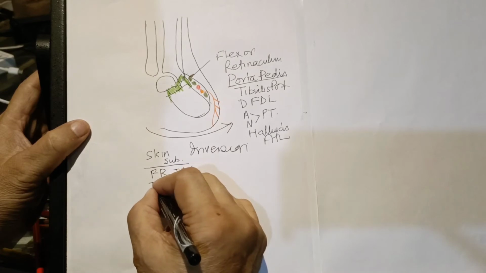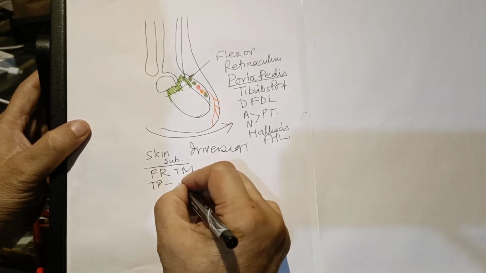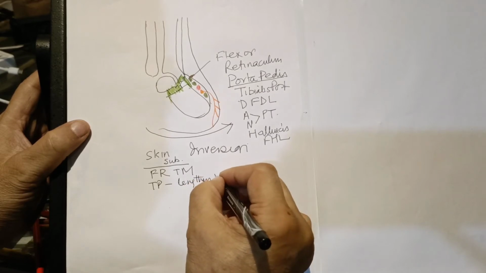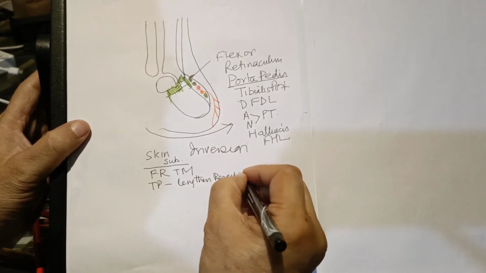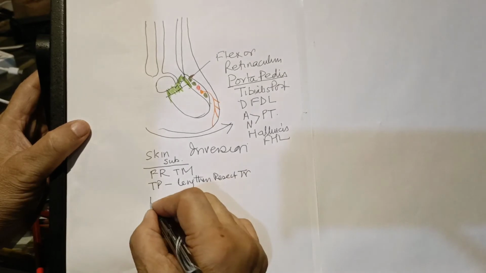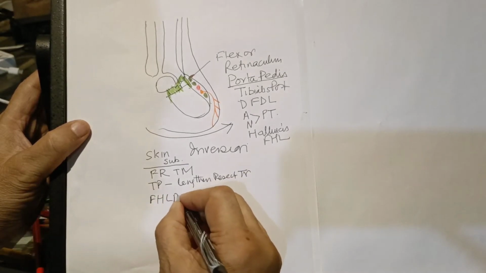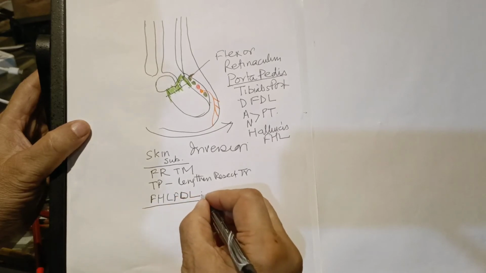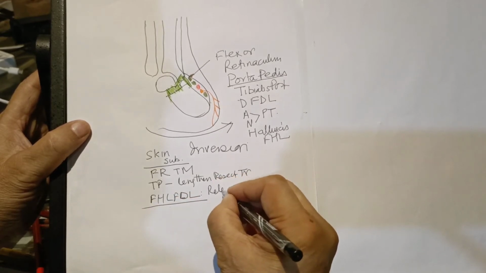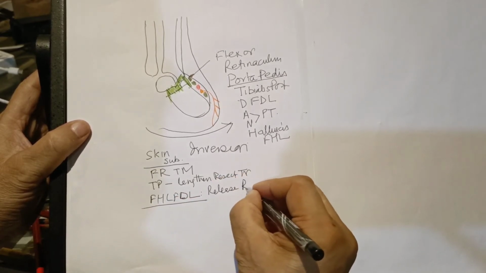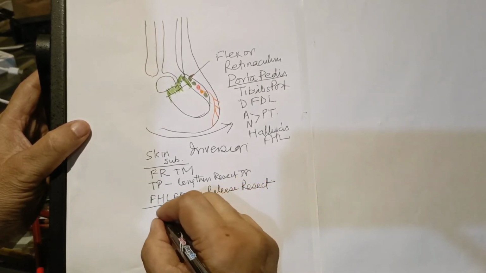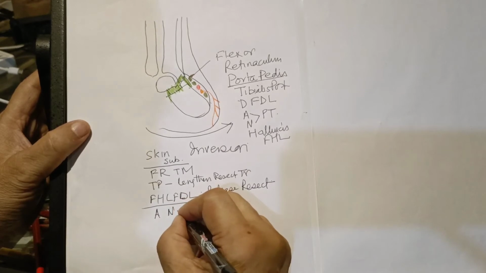Then you, about the TP, tibialis posterior, you lengthen, resect or transfer. The FHL and FDL, flexor hallucis longus, digitorum longus, you release or you resect. Artery and nerve, you save.